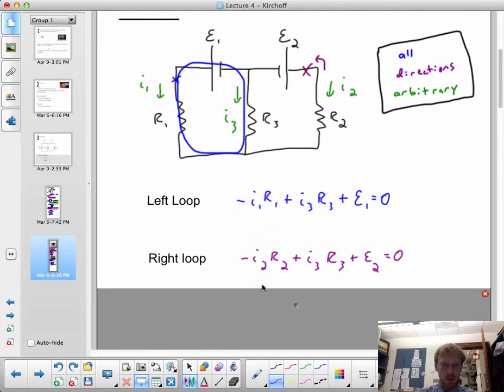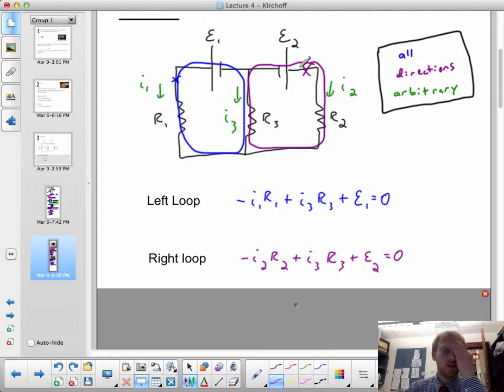Okay, the right loop, in this one I'm wrong again. I'm actually choosing to walk in this direction. Okay. I walk with the current across R2, lose voltage, minus I2 R2 is the voltage drop across there. Then I walk opposite the current when I go up R3. Then I gain voltage across that battery, plus epsilon 2 equals 0.